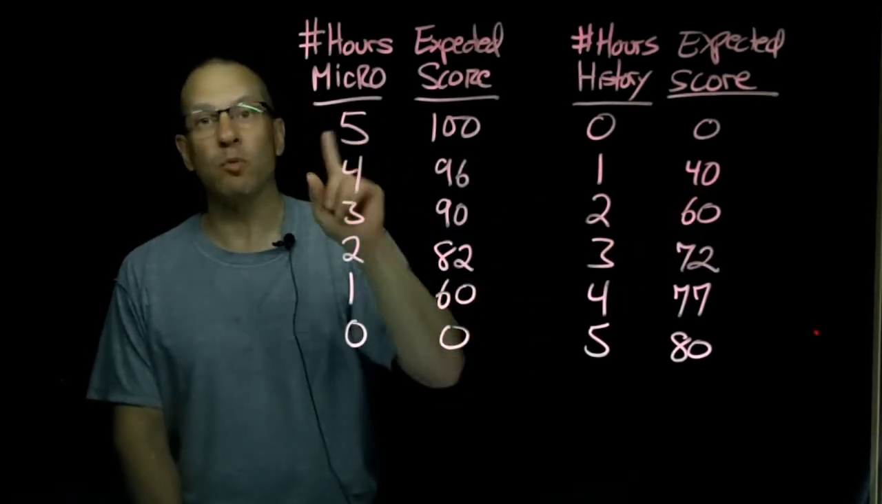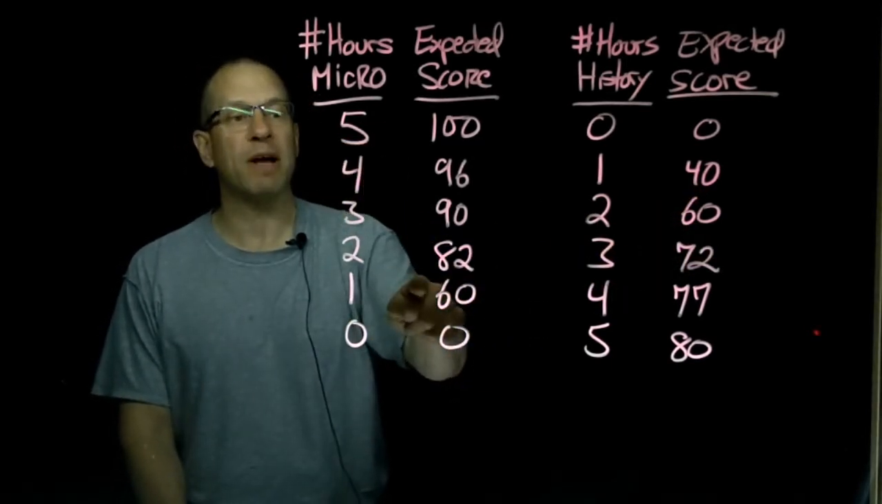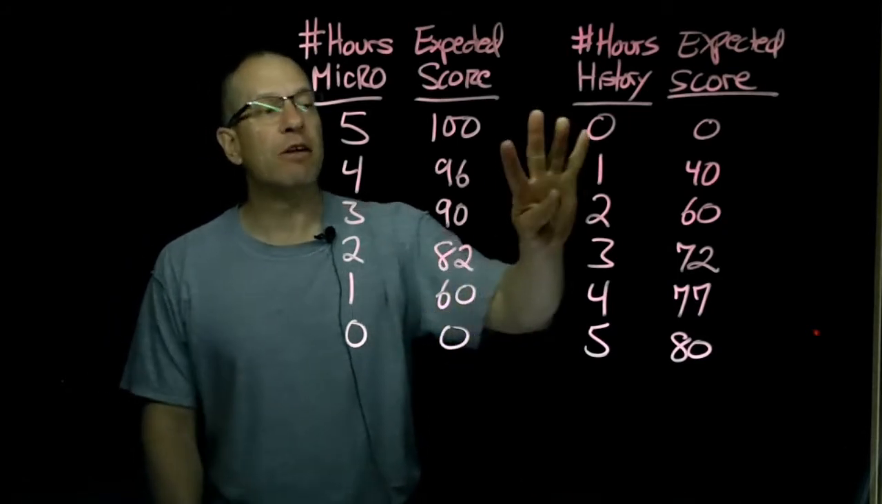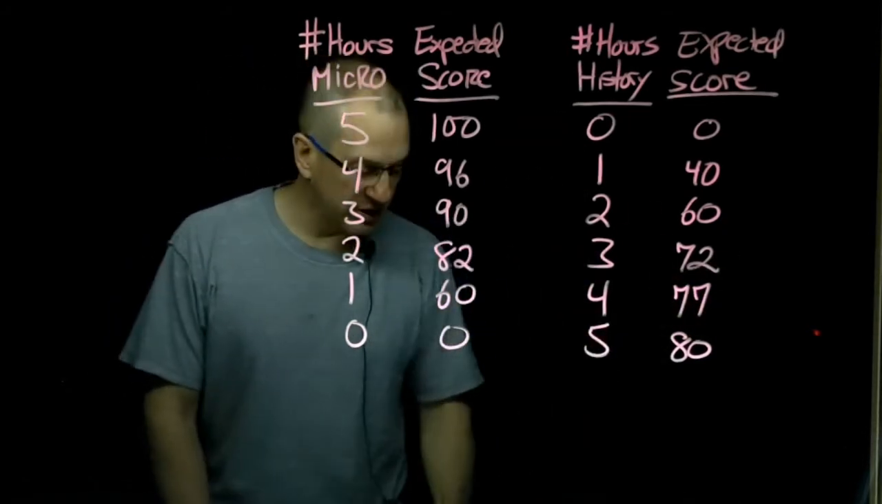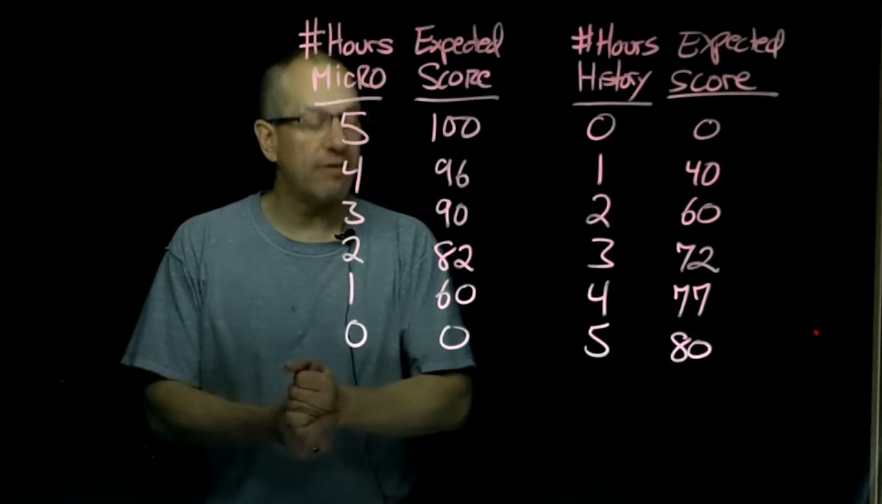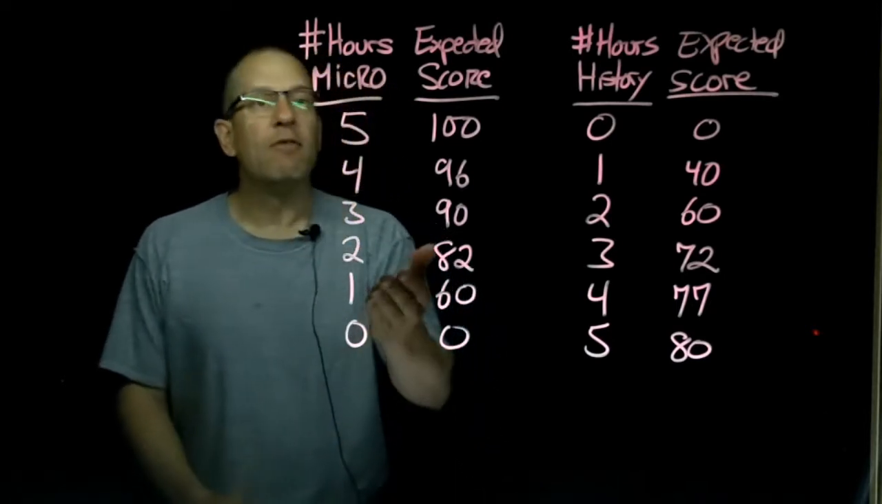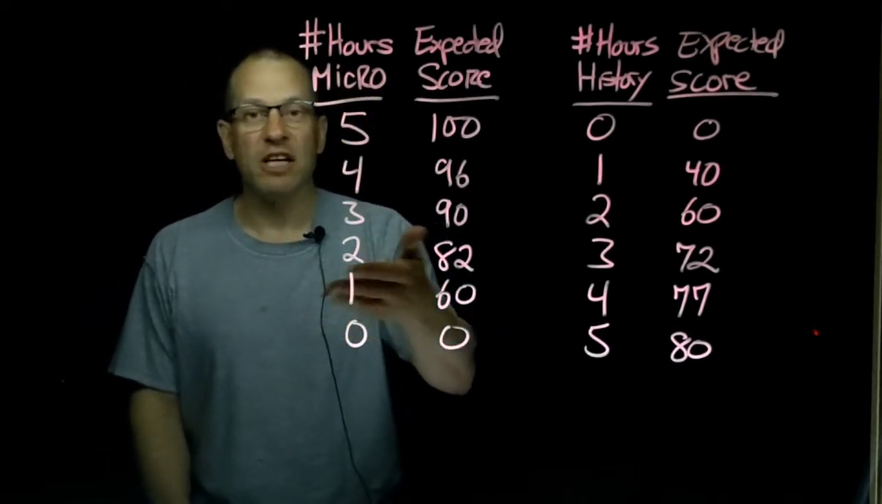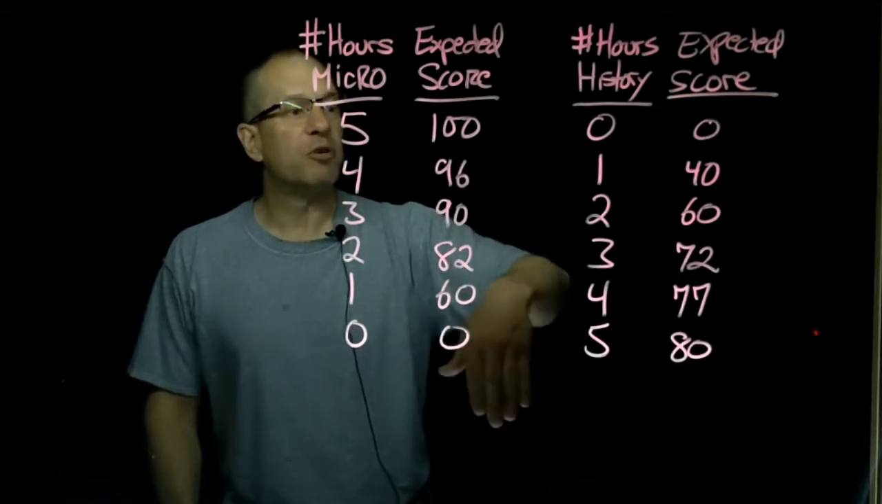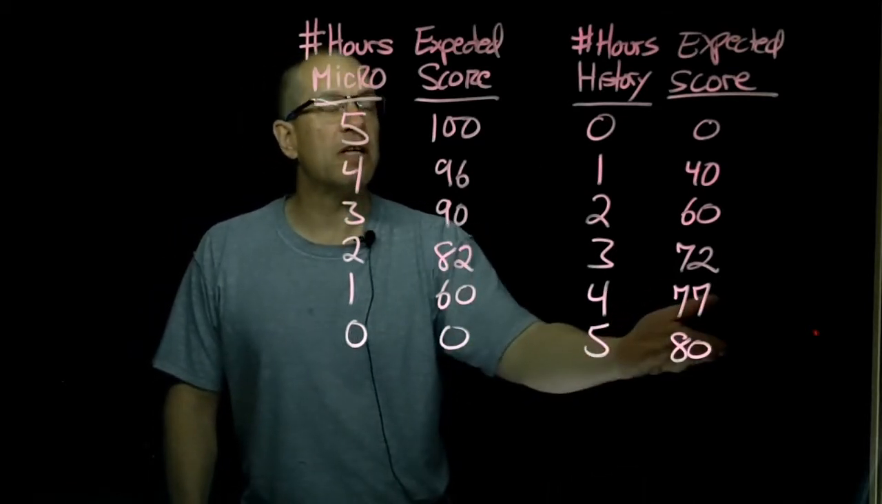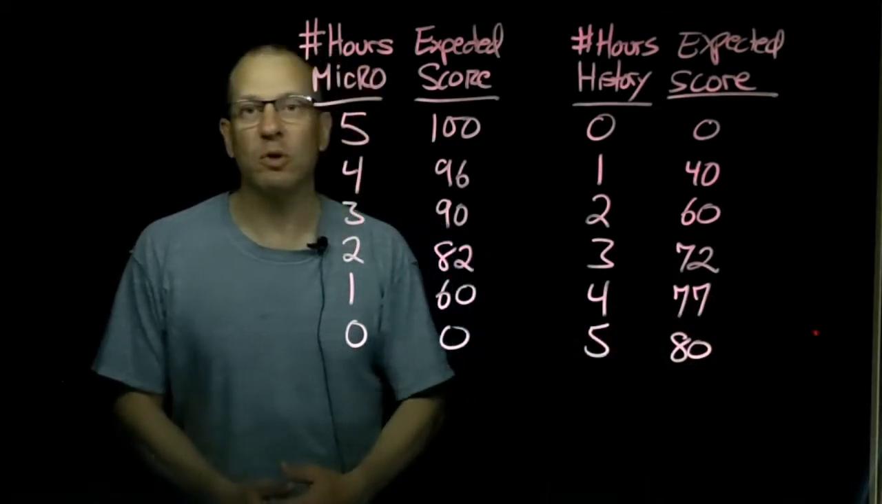If she only takes one of those 5 hours and studies for microeconomics, she'll get a 60. The other 4 hours she puts into studying history, she's going to get a 77. And then the last one for microeconomics, if she doesn't study at all, she's going to get a 0. But if she puts all 5 hours into studying for history, she's going to receive a score of 80.